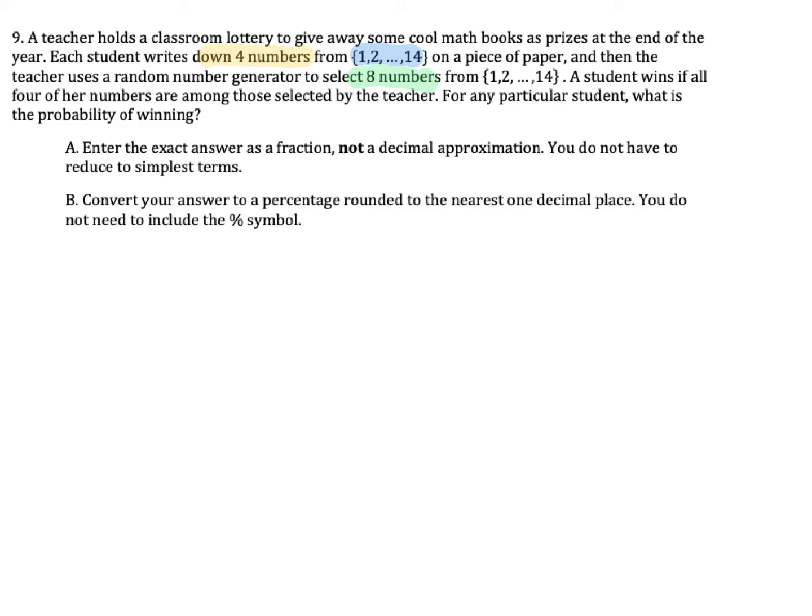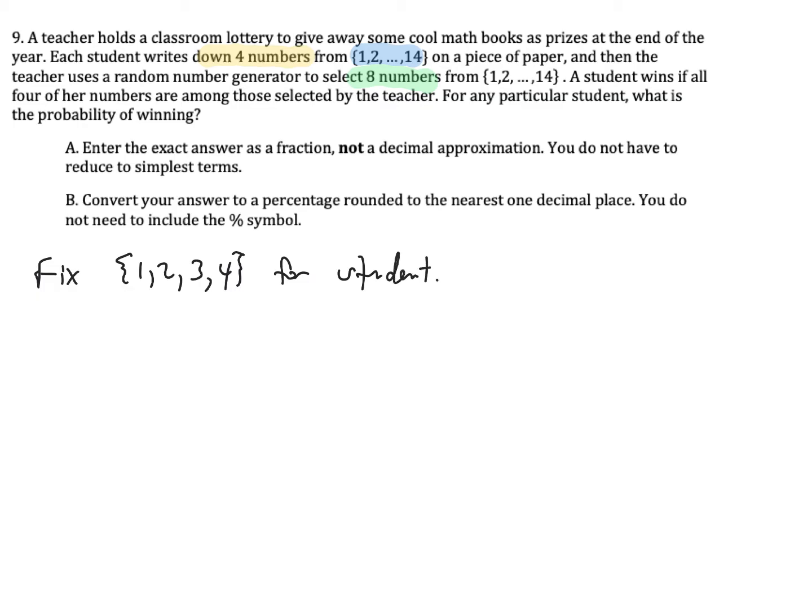So if we think about the order this happens, the student writes down their number first, and then the teacher selects. It makes sense that it really doesn't matter what 4 numbers the student uses. No matter what the student writes down, they have the same probability of winning when the teacher actually makes the selection. So let's just say that the student writes down the numbers 1, 2, 3, 4. Okay. So those will be the 4 numbers that the student picks.